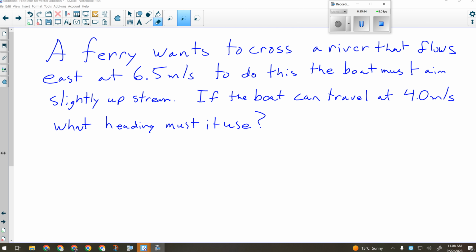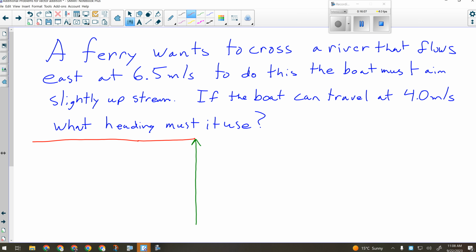Okay, so the ferry wants to end up going straight across the river. So that means that our resultant looks like that. Okay, the river is flowing east at 6.5 meters per second. So that would look like this. Actually, it'll look like this. Okay, if the boat can only go 4 meters per second, what heading must it use?